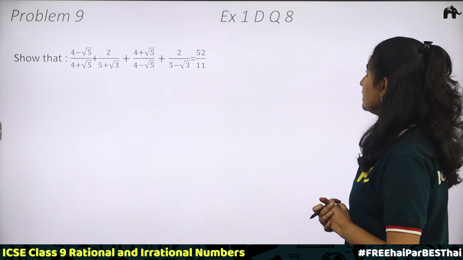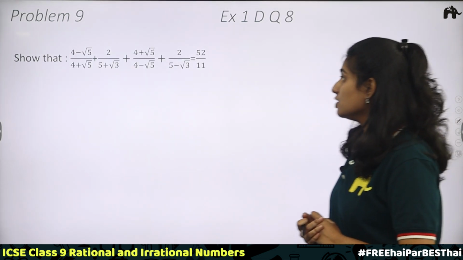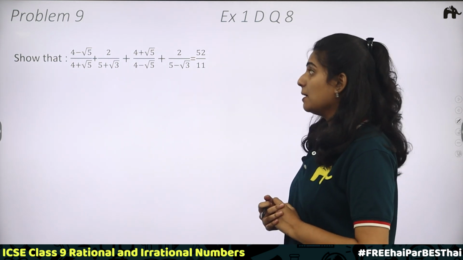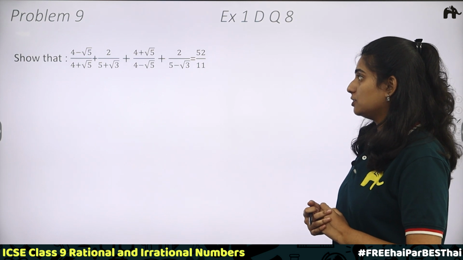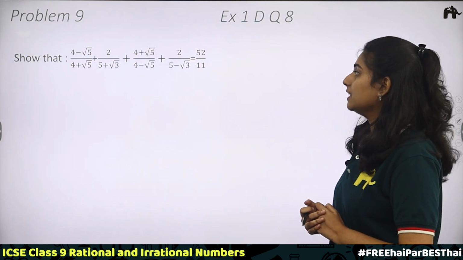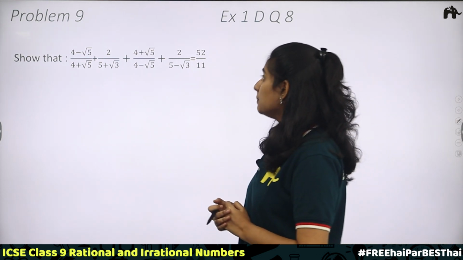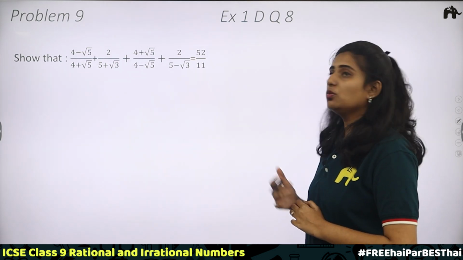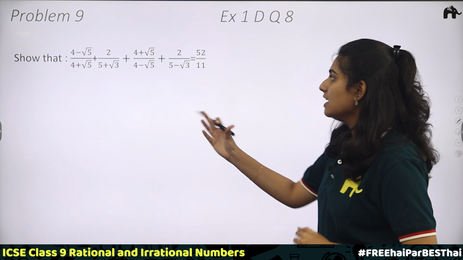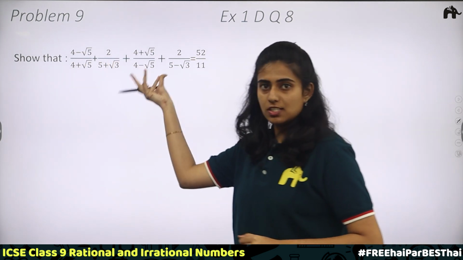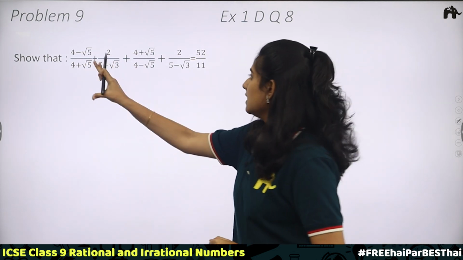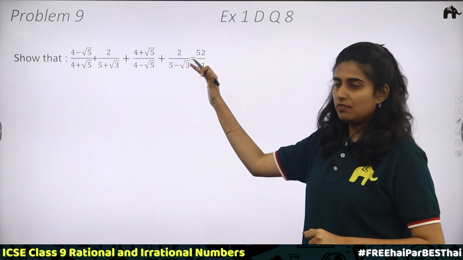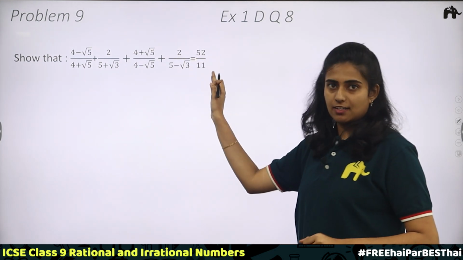Next problem 9, question 8 of exercise 1D. Show that 4 minus root 5 divided by 4 plus root 5 plus 2 divided by 5 plus root 3 plus 4 plus root 5 divided by 4 minus root 5 plus 2 divided by 5 minus root 3 is equal to 52 divided by 11. So here separately we will be taking each term and rationalizing. After that we will find the sum and check whether this is equal. Okay, we have to show that left hand side and right hand side are equal.